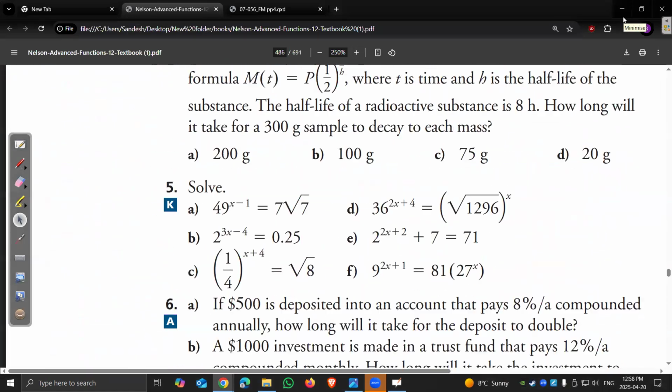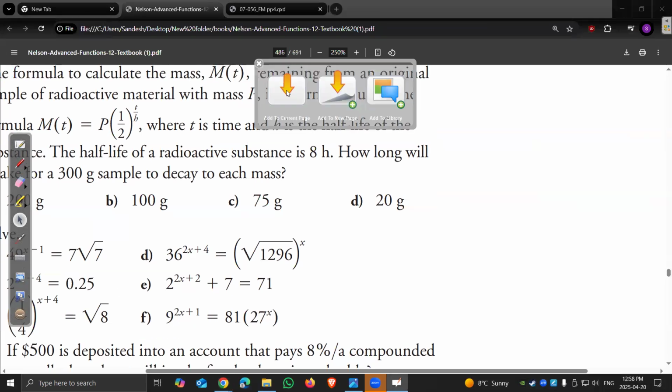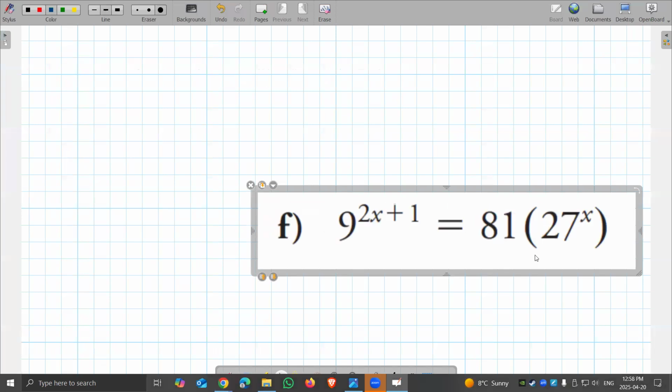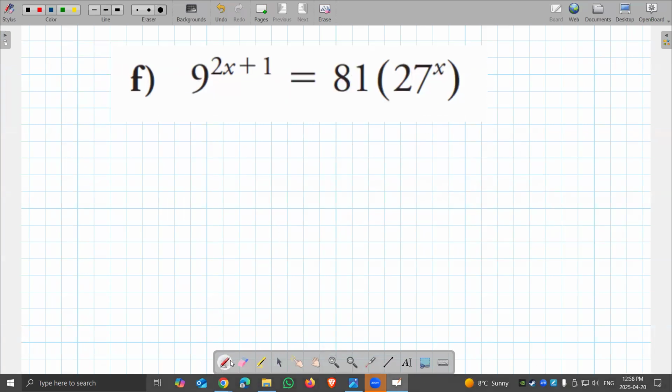Let's do one more for the day, one more for the ride home. This one. When you see this question, do you think we need to take logs on both sides, or can we probably do this by changing everything to base 3? What do you think? If you can change everything to the same base, you don't have to take logs, okay? It makes things easier, so let's do that.